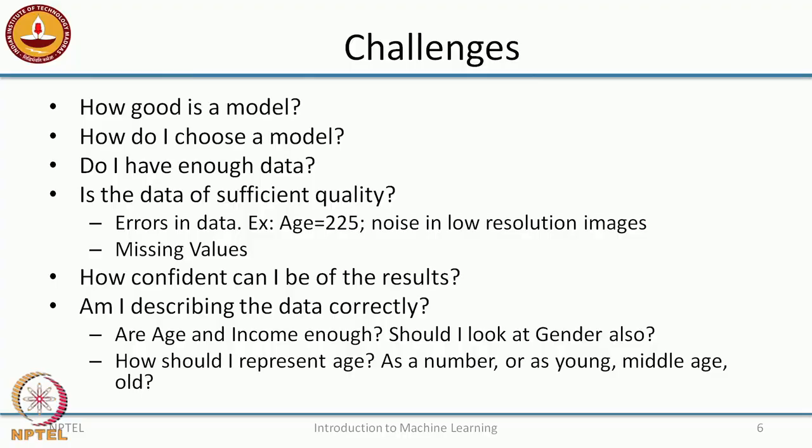The next challenge I have listed here is how confident can I be of the results, and about that I certainly will talk a little bit, because the whole premise of reporting machine learning results depends on how confident you can be of the results, right? And the last question, am I describing the data correctly?